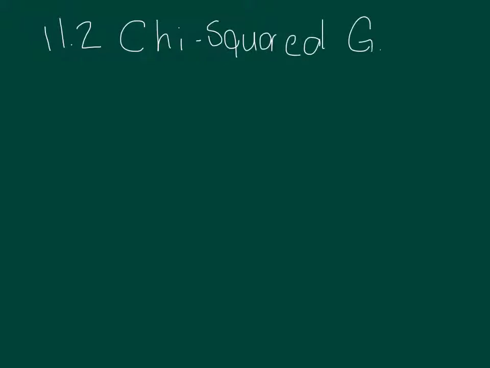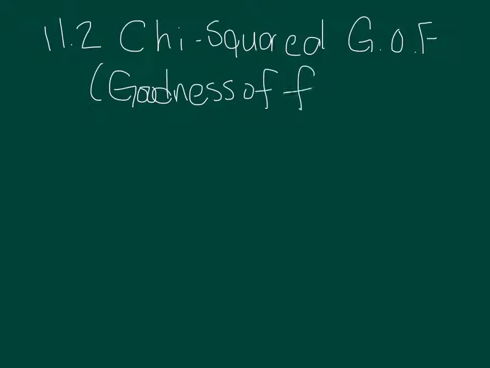Okay, this is our last video on section 11.2. And this is one other type of chi-squared test, chi-squared goodness of fit, abbreviated GOF. So similar to what we did last section, but just a totally different kind of test. Last time we used chi-squared to do a test for independence, and this time we're going to test how good of a fit a particular distribution is for some particular scenario.